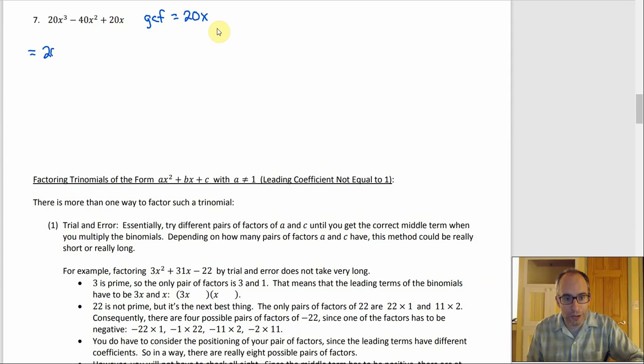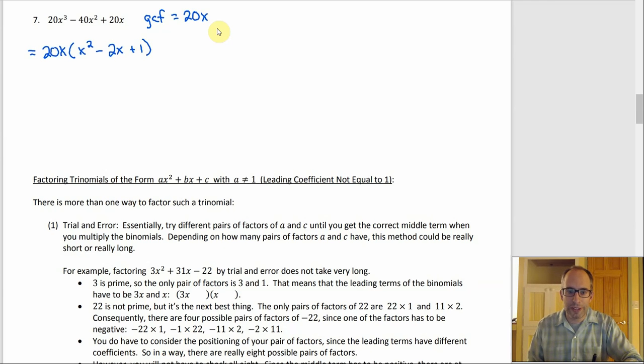So if we factor out a 20x, then let's see, 20x times x squared would give us the 20x cubed. Then minus 20x times 2x would give us the 40x squared. And then 20x times 1 is 20x, right? So you end up here.